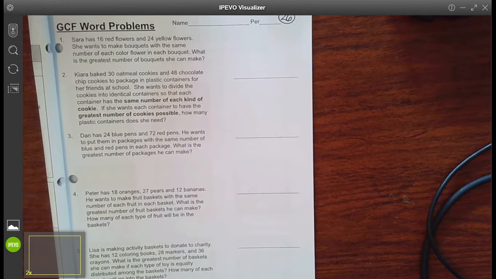If we take a look at the first one, it says Sarah has 16 red flowers and 24 yellow flowers. She wants to make bouquets with the same number of each color flower in each bouquet. What is the greatest number of bouquets that she can make?